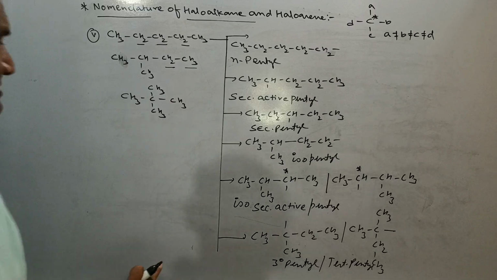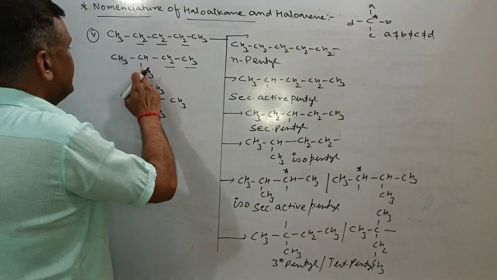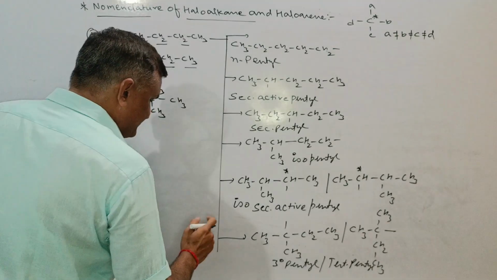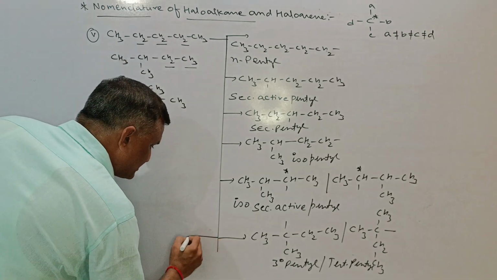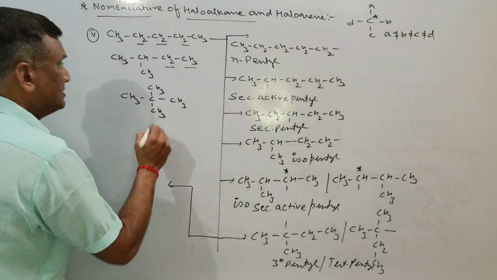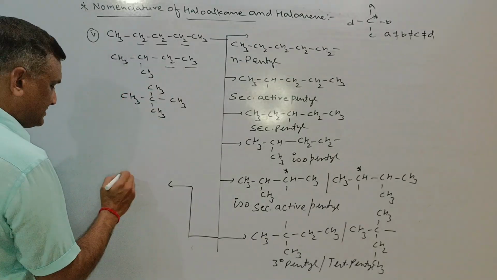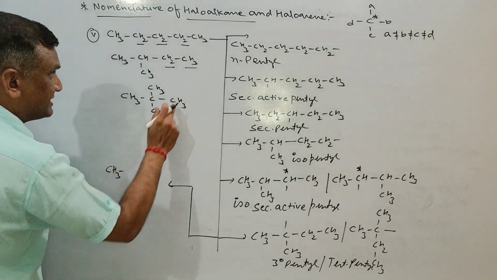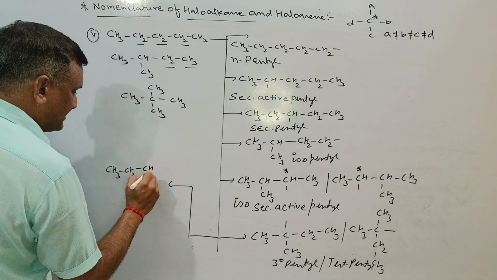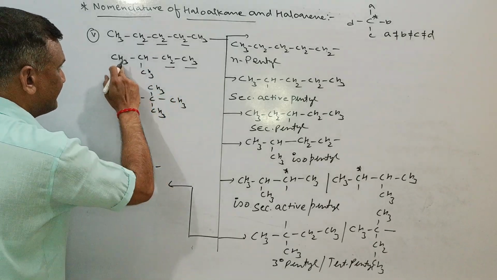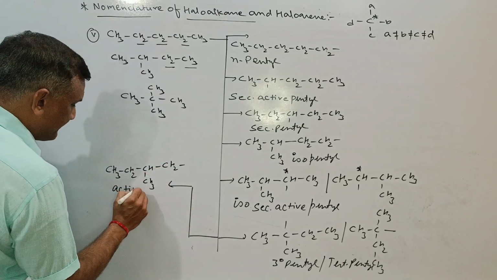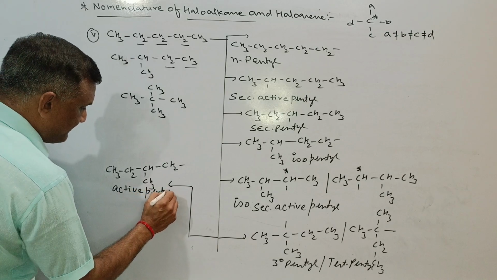Now we can take further substituents also. If I substitute the hydrogen from here or here, then the structure may be as follows. These are the two important structures, because we don't have proper space over here. So if I remove the hydrogen from here, then this may be written as follows: CH3. You will go from this side, CH2. This is the CH, CH3, and here will be CH2. Then this is called active pentyl. This is the active pentyl.